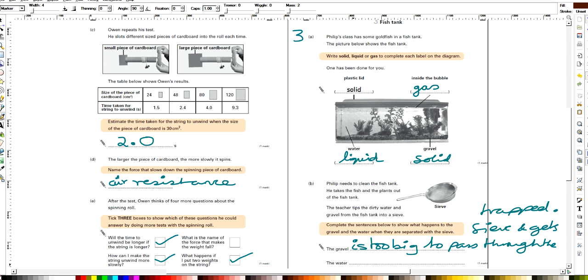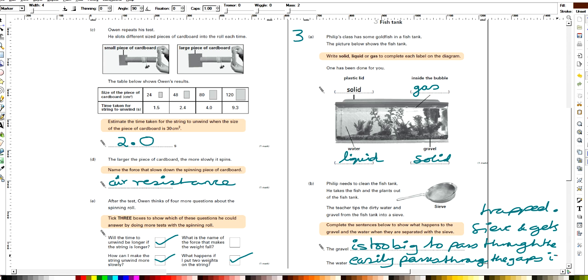So it stays. Now what about the water? The water easily passes through the gaps in the sieve. Easily passes through the gaps. Okay, gaps. What is the first word? The water. Easily. The water easily passes through the gaps in the sieve.